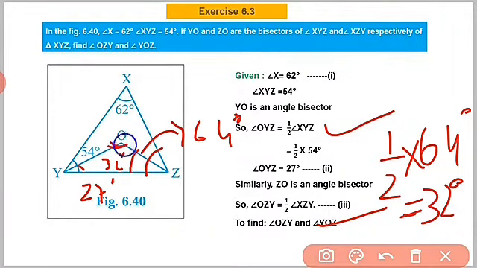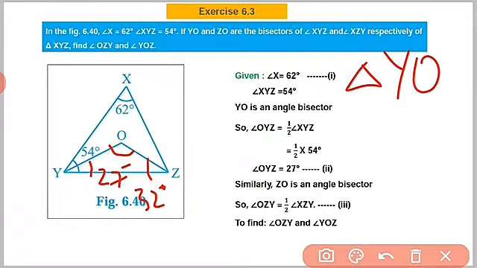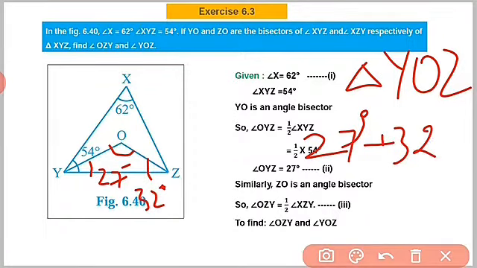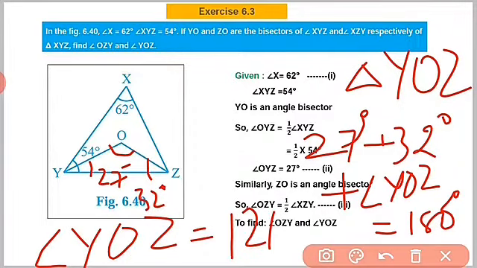So we can find this third angle. We need to find this angle YOZ, and this angle is 27 degree and this angle is 32 degree. We can again apply angle sum property to this triangle, that is triangle YOZ. So 27 degree plus 32 degree plus angle YOZ is equal to 180 degree. So when we calculate, we get angle YOZ is equal to 121 degree.